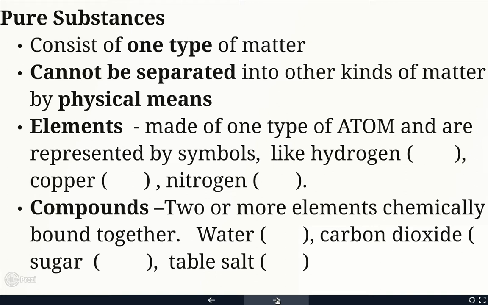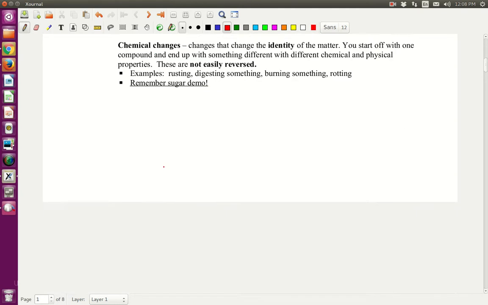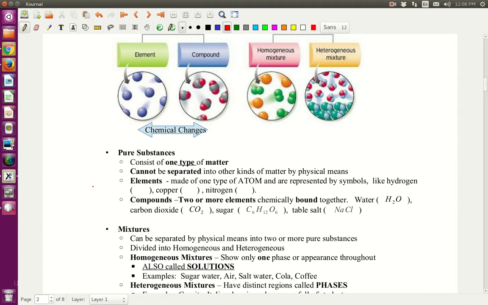Elements are made out of one type of atom, are represented by symbols. Now, what I'm going to do right here is I'm going to go to the notes so I can write in what these are, and you can fill these into your notes, okay? So elements made of one type of atom are represented by symbols, like hydrogen. Now hydrogen is diatomic, so it's going to be H, and then in the subscript, a little number 2 at the bottom. So please write it like that. We'll talk about these diatomic elements soon. Copper, whose symbol is Cu, and nitrogen. Nitrogen is also diatomic, with this 2 at the bottom.